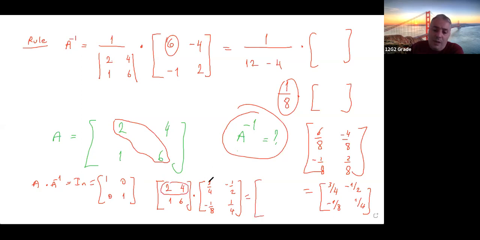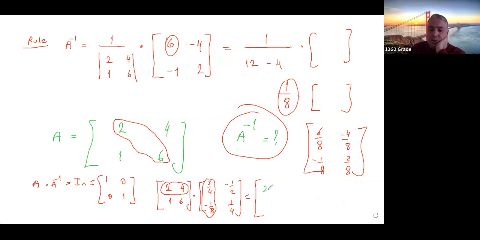So let's multiply this one by this one. 2 times 3 over 4 is 6 over 4, which is 3 over 2. 2 times negative 1 over 2 is negative 2 over 2, which is negative 1. Did I make a mistake? One minute. Okay, let me write it. Sometimes in my mind I make calculation mistakes, so let me show you how to do it.